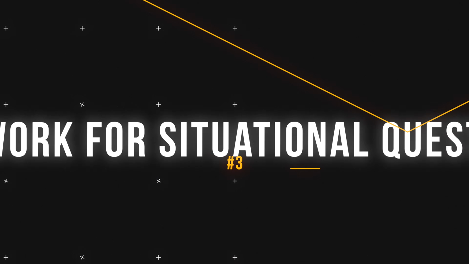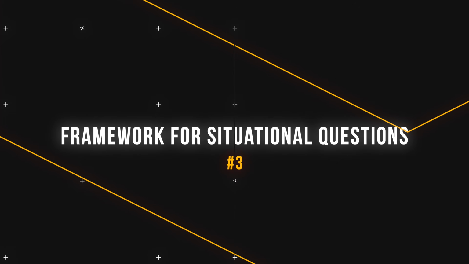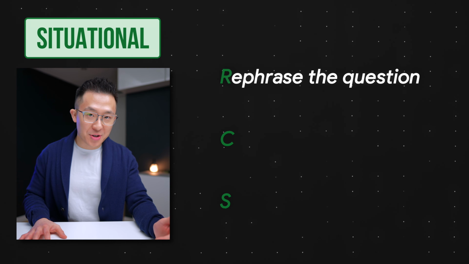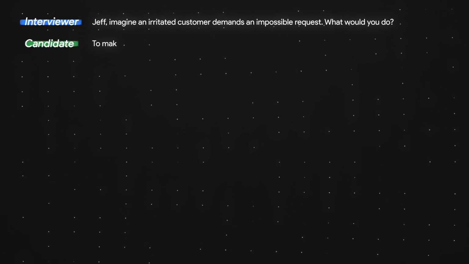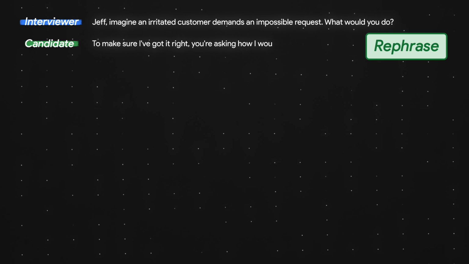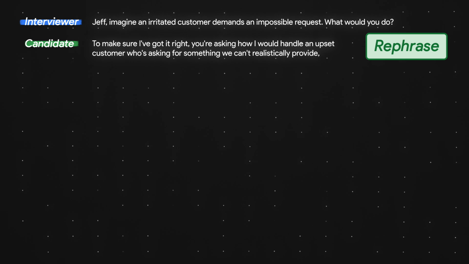Next up, let's go over how the foolproof RCS framework can help us answer any situational question. RCS stands for rephrase a question, clarify the problem, structure your thoughts. Diving right into an example. Jeff, imagine an irritated customer demands an impossible request. What would you do? To make sure I got it right, you're asking how I would handle an upset customer who's asking for something we can't realistically provide, correct?